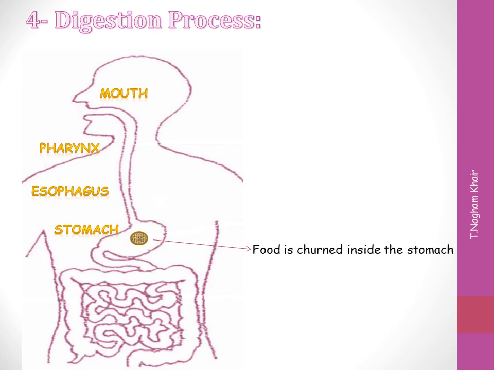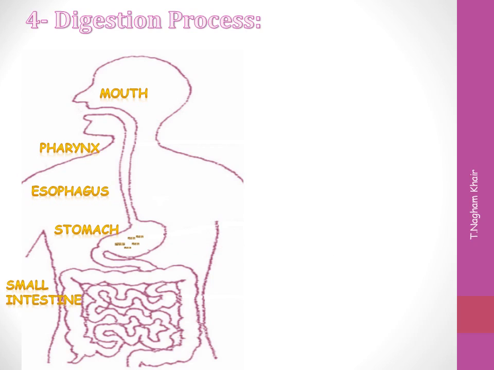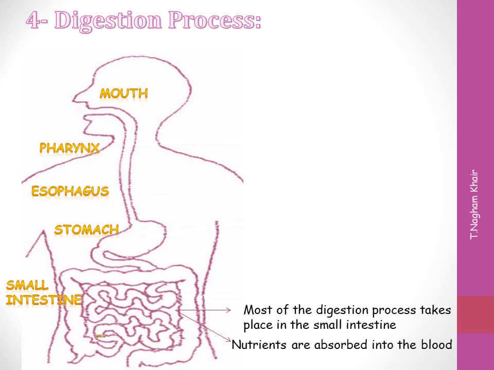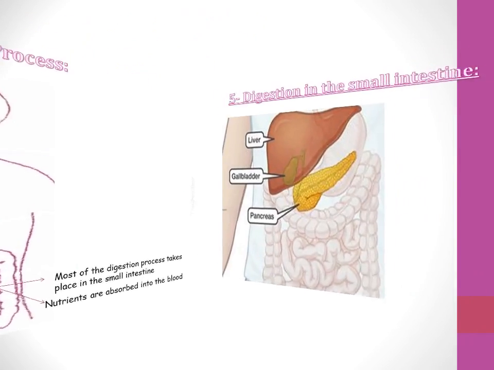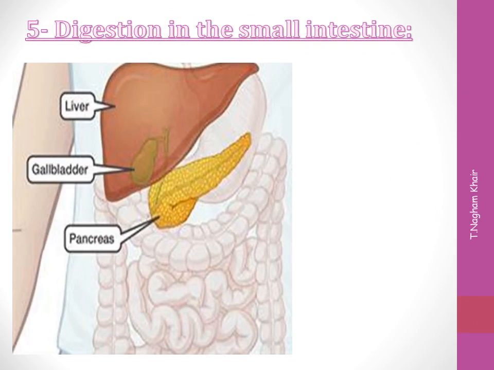Inside the stomach, food is churned. Also, food containing protein is being digested by gastric juice secreted by gastric gland. Now, food has to go down into the small intestine, where most of the digestive process takes place. Nutrients are absorbed into the blood at the end of the digestion. So, we have to know more about the digestion process inside the small intestine.